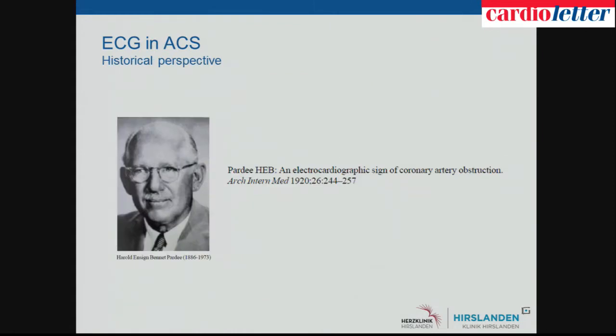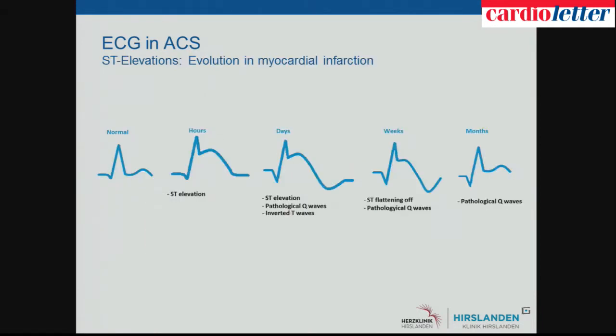We have known since 1920 what happens on an electrocardiogram if you obstruct a coronary artery. It's the typical evolution of myocardial infarction with initial ST elevation, then T negativation and development of Q waves.